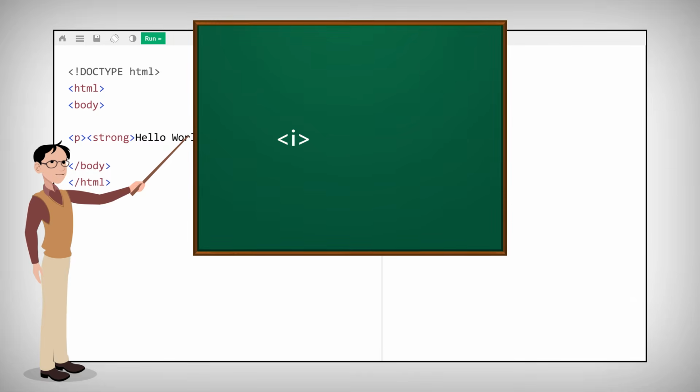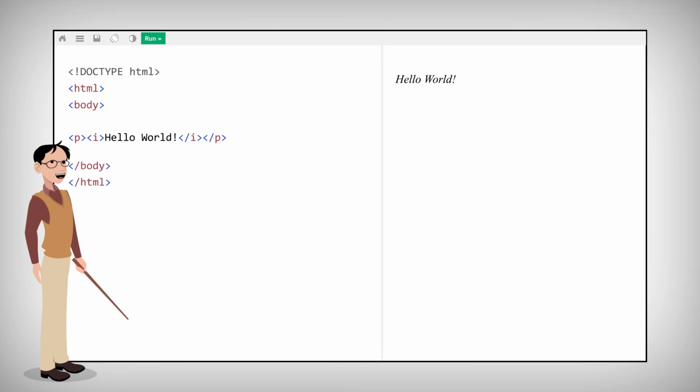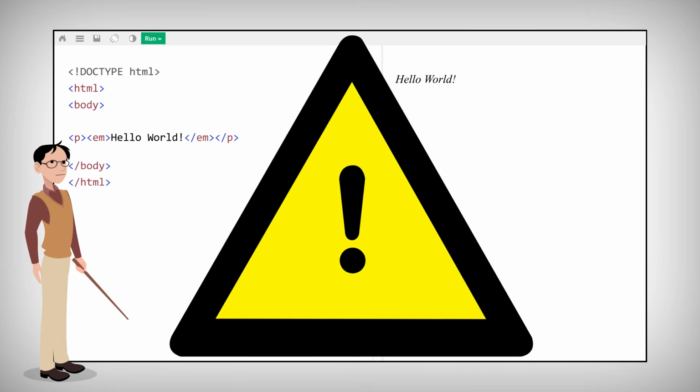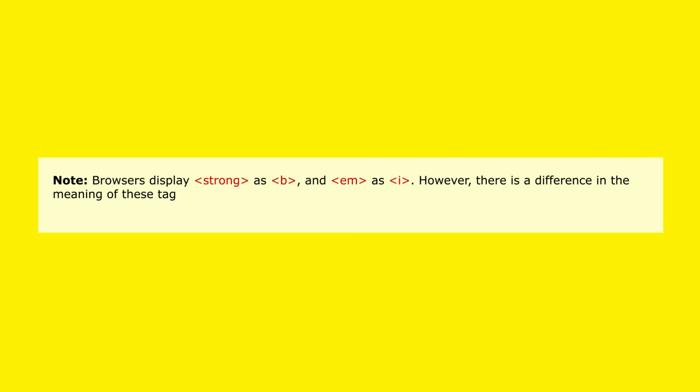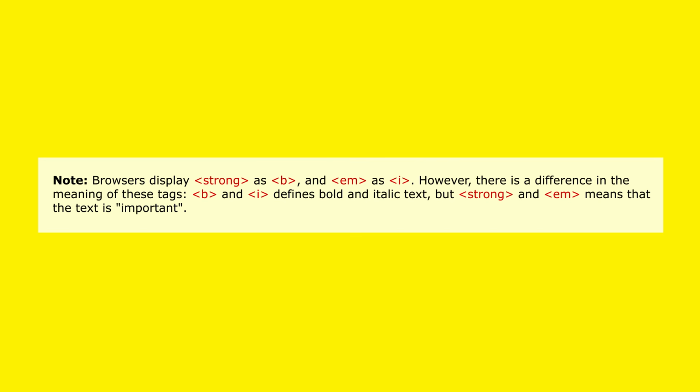Next is the I and EM elements. I defines italic text, while EM defines emphasized text. One important thing to note is that browsers display strong as B and EM as I, but there's a difference in the meaning of these tags. B and I define bold and italic text, but strong and EM mean that the text is important as well.